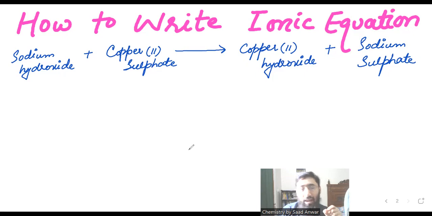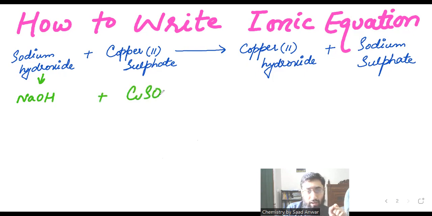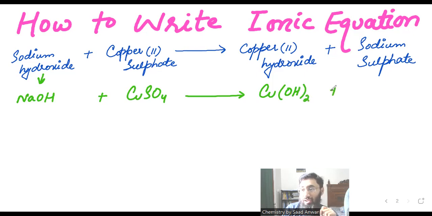I am taking an example of a chemical reaction in which sodium hydroxide is reacting with copper sulfate, and the products I am getting are copper hydroxide, copper(II) hydroxide, so I have to put 2 here, and sodium sulfate. Na2SO4 is the formula of sodium sulfate.